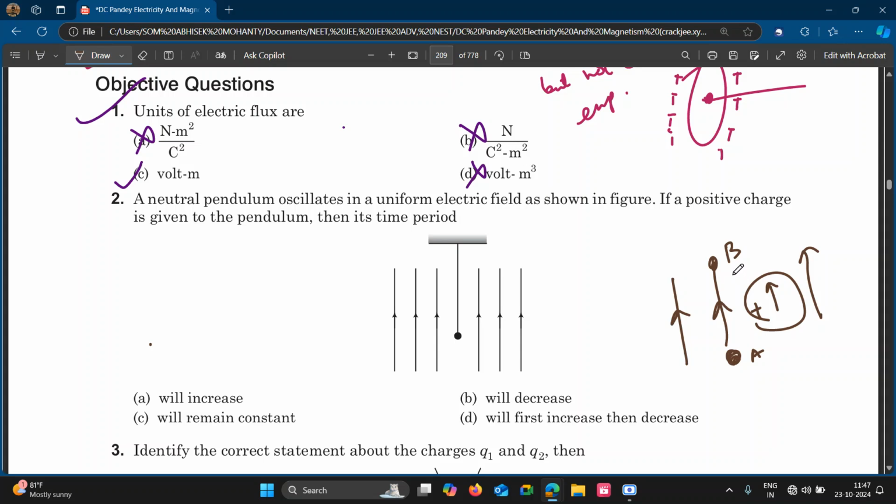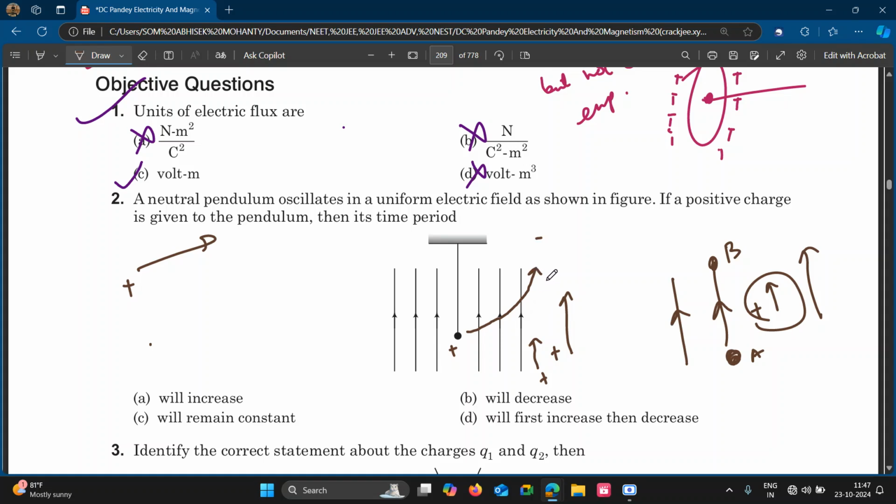So let's try this question. A positive charge is given. So let's suppose positive charge. This is the direction of electric field. So positive charge moves in the direction of electric field, right? So it will go like this, because positive charge is going in this direction. This is a low potential part, this is a high potential part. So it will go like this.